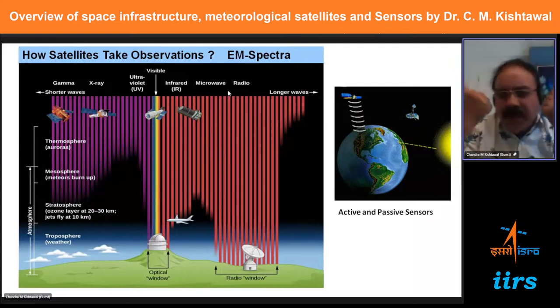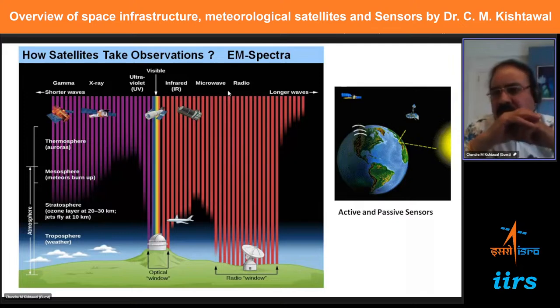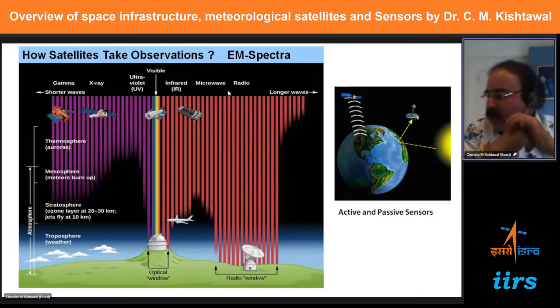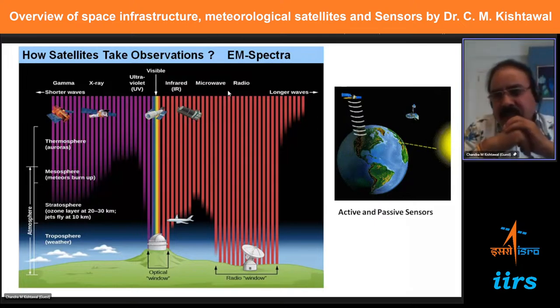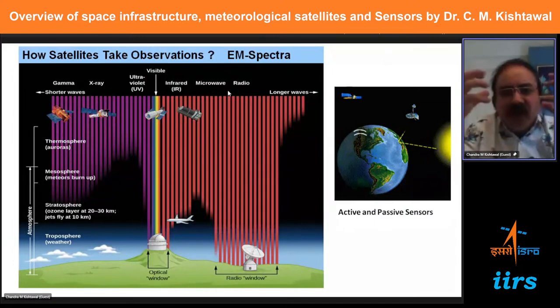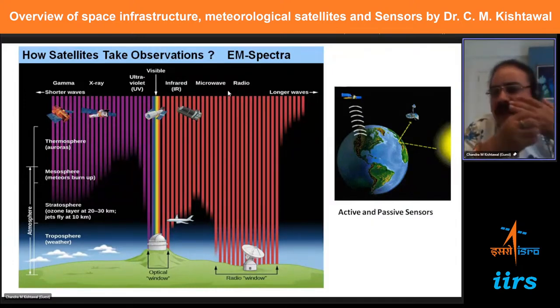Our eyes only pick up whatever is reflected from the solar radiation, or from the inside my room, whatever the light, whatever the bulb is reflecting, or whatever my computer is emitting as radiation, I'm able to see that. But if everything is switched off, my eyes will be of no use. So our human eyes are basically a passive sensor.